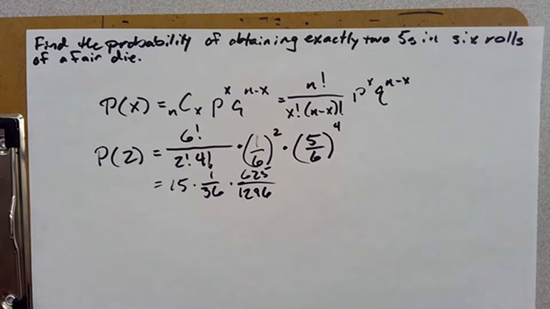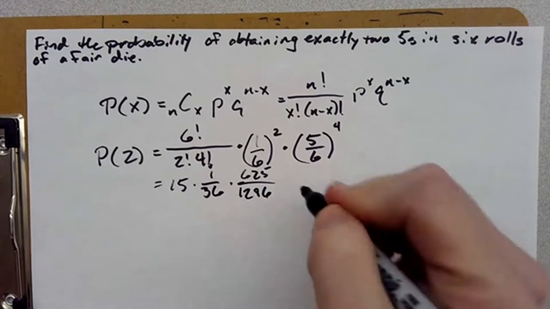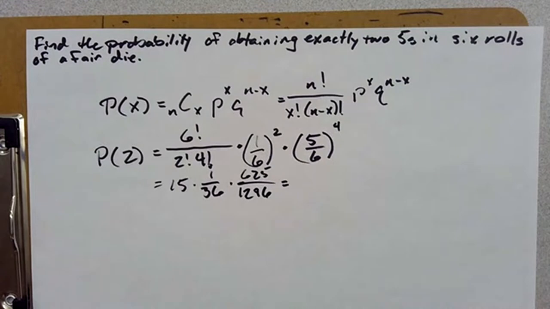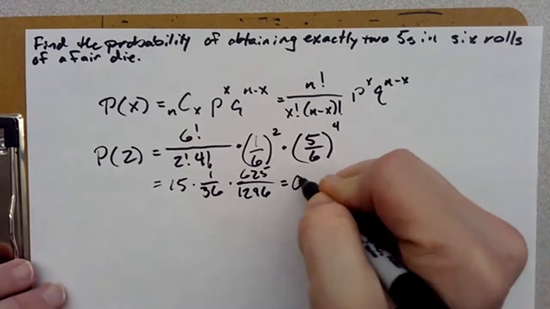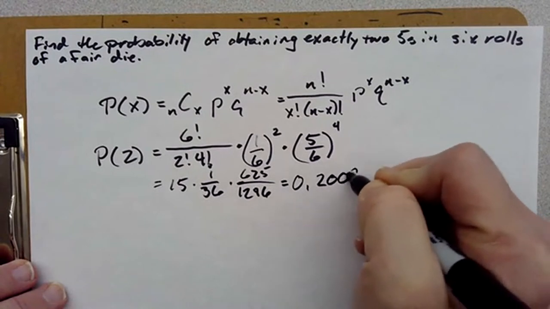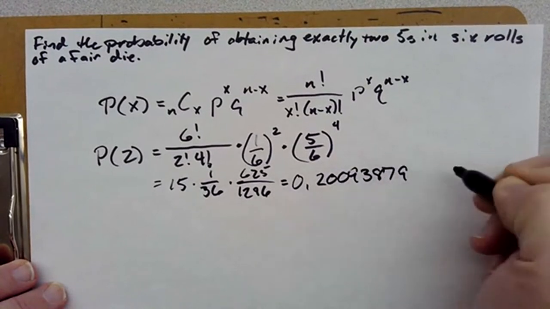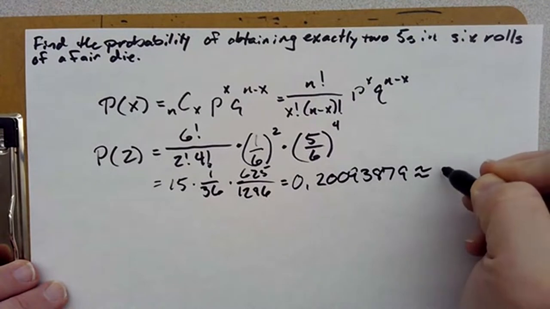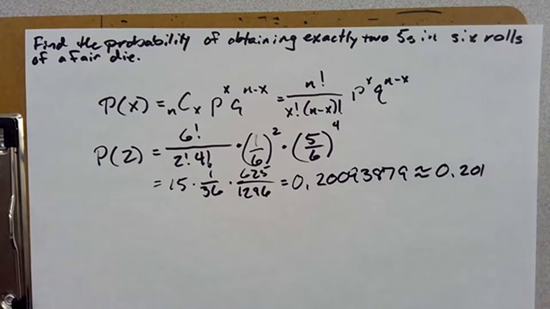Okay, well then, I now have 15 times 625 divided by 36, and then divide the result by 1,296, which gives me 0.2009389. We're probably safe calling this 0.201.